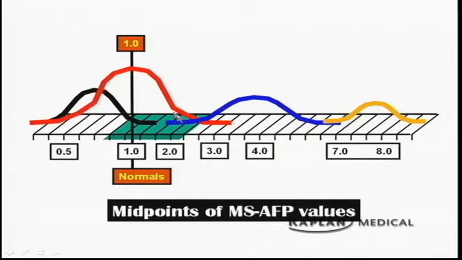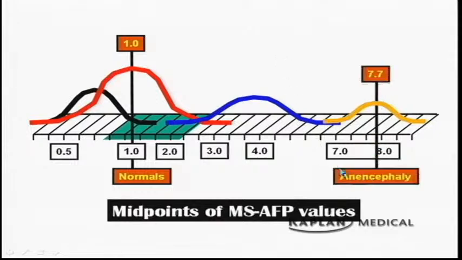This red curve shows the normal distribution of MSAFP values in normal babies. If you get a level which is 7 or 8, that is incredibly high and is almost always associated with a severe abnormality, in this case, anencephaly. You can see there is no overlap between the red curve and the orange curve here. This is the curve for open neural tube defects, which would be a spina bifida. And you can see the blue curve has essentially no overlap with the red curve.